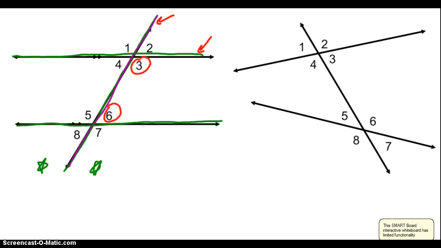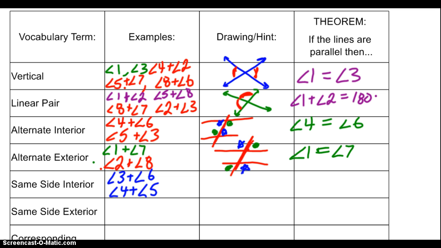Can you find the other same side interior angles? Right, it's going to be 4 and 5. Again, they're on the same side of that purple transversal, and they're on the interior of those two parallel lines. Let's go write that down and draw a little picture to remind us. So angle 3 and 6 were same side interior, angle 4 and 5 were same side interior. Here's a little drawing to help remind us. Same side and interior. So maybe those two angles, or this angle here and that angle there.